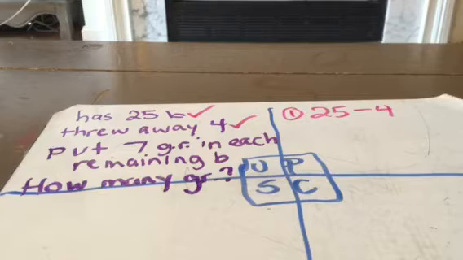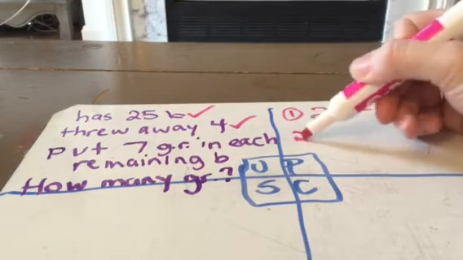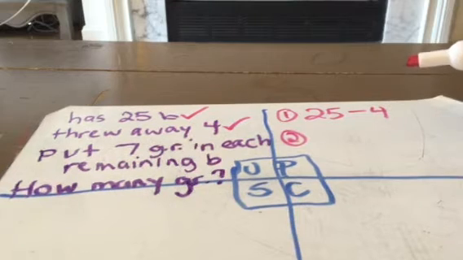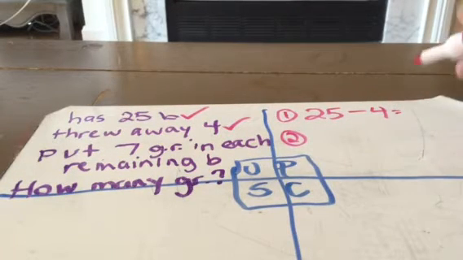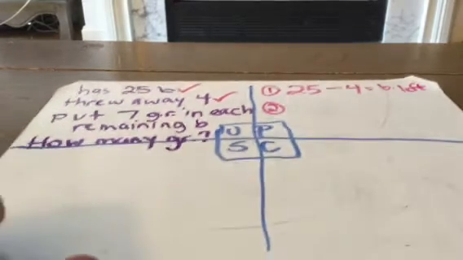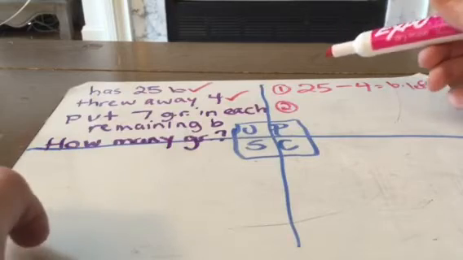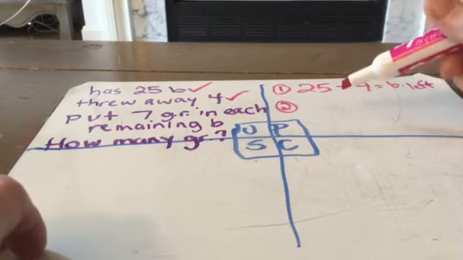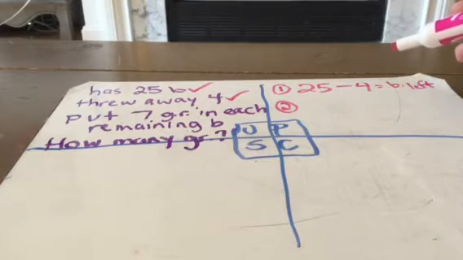Okay, step 2, she put 7 grains of rice in each of the remaining balloons. So this is how many balloons are left. Remaining means how many are left. So we're going to put 7 in each of the remaining balloons. So let's draw a picture as to what that looks like.